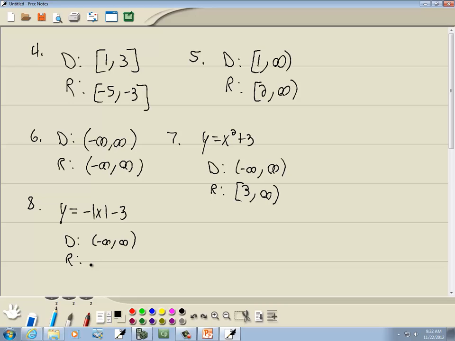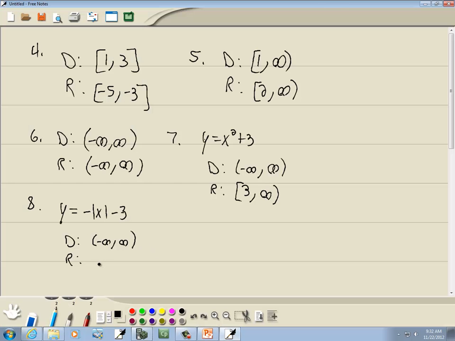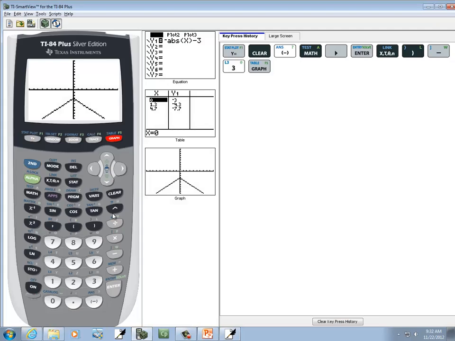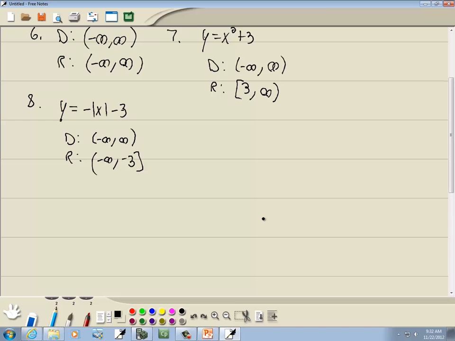Okay, y values. Well, this is obviously going down. And so it'll keep going down forever, so it'll encompass all the y values down here. So that's negative infinity. Now look at the highest y value where our graph exists. It looks like negative 3 if my eyes aren't deceiving me. So that'll go up to negative 3. Bracket on negative 3, parentheses on the negative infinity. And those will be your answers.